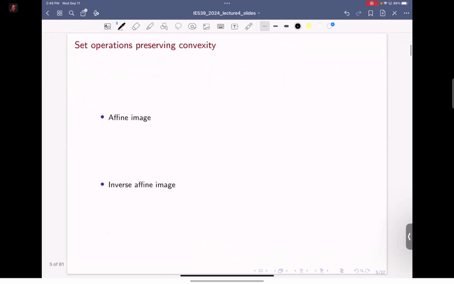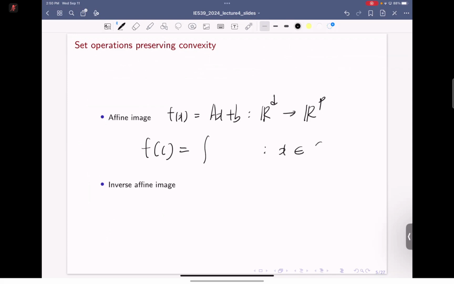Now the next one. Let's say I have an affine mapping, f(x) is given by Ax plus b. So you're taking a d-dimensional vector and sending this to the p-dimensional space. So the matrix A is a p by d matrix, and b is a p-dimensional vector. What you do is f(C): for any vector x in the set C, you are taking Ax plus b.